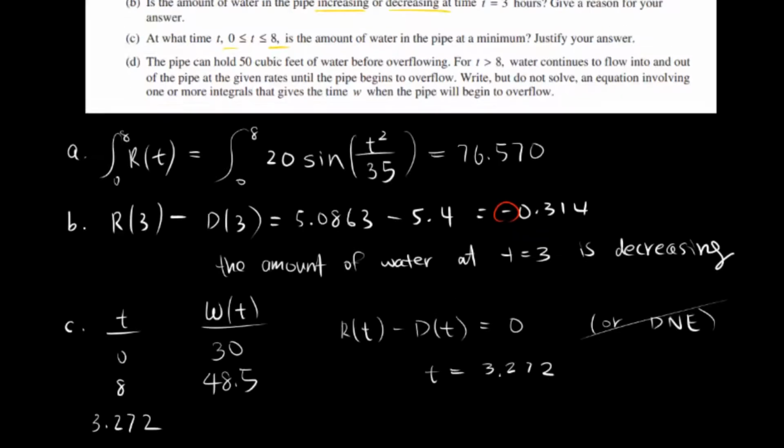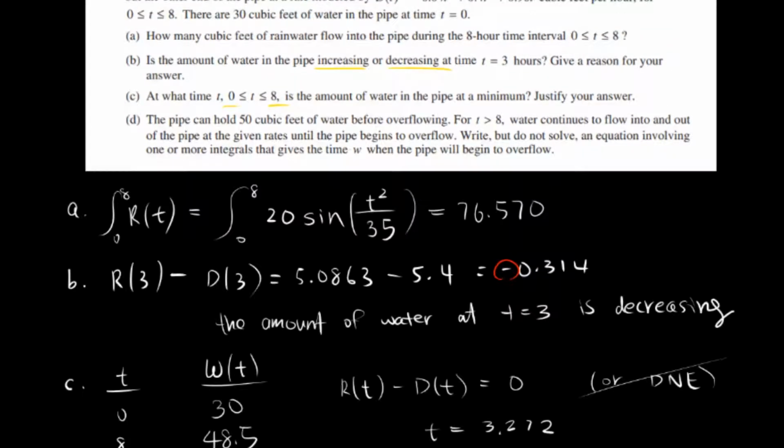Part D asks, the pipe can hold 50 cubic feet of water before overflowing. For t greater than 8, water continues to flow into and out of the pipe at the given rates until the pipe begins to overflow. Write, but do not solve, an equation involving one or more integrals that gives the time w when the pipe begins to overflow. So we know that the maximum the pipe can hold is 50 cubic feet of water.